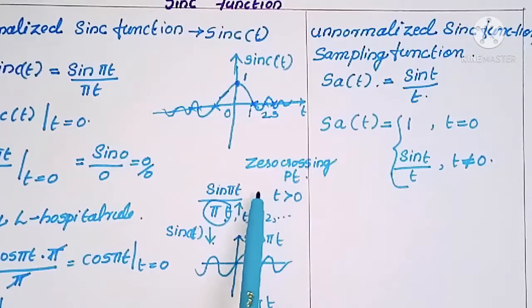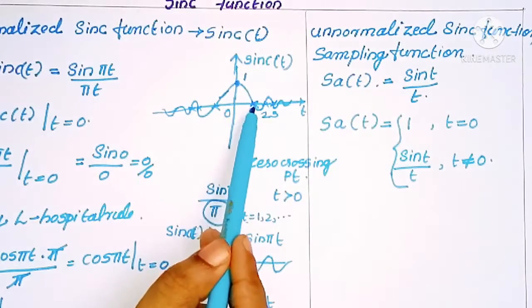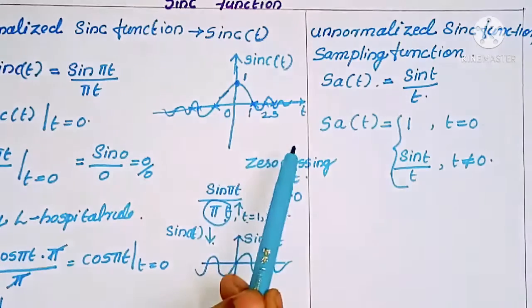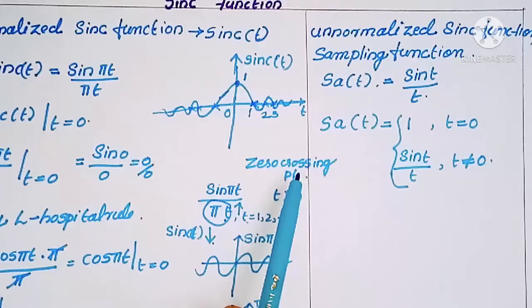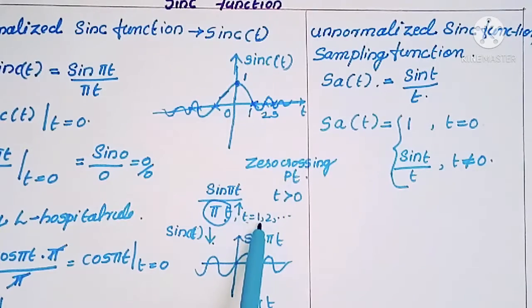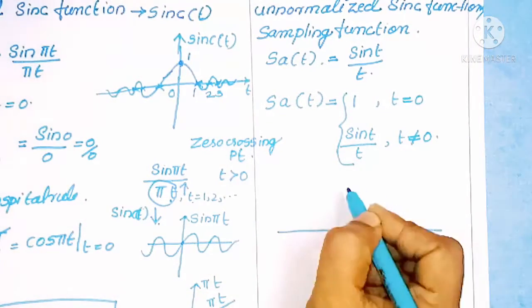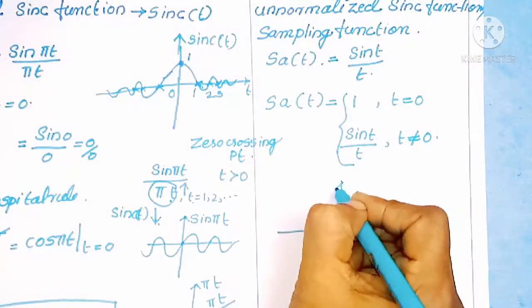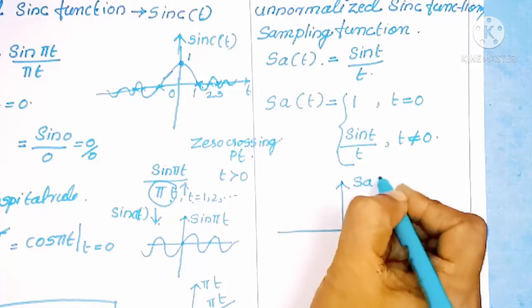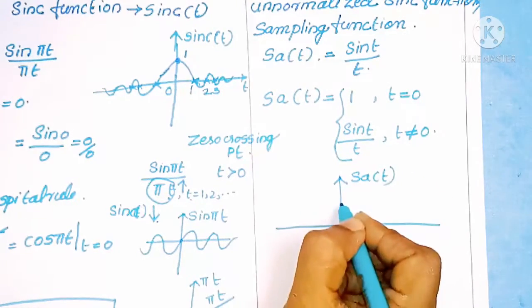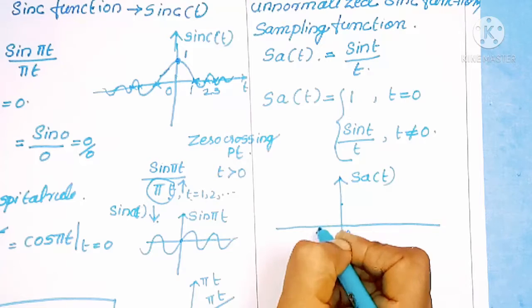What is a zero crossing point? The value of t at which the sinc function is 0 is called the zero crossing point. So in the sinc function, the zero crossing points are present at integer values of t. Also, if you consider the sampling function, here also we can draw the sampling function. SA of t also becomes 1 at 0.